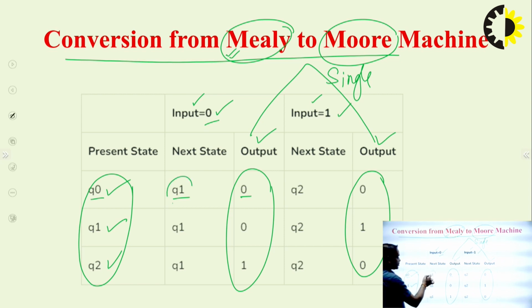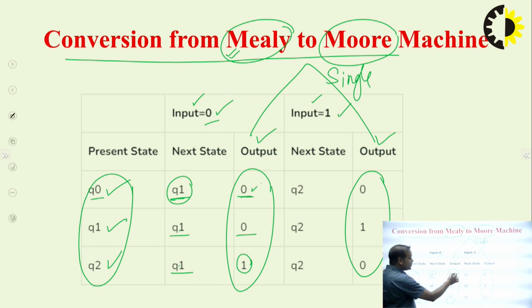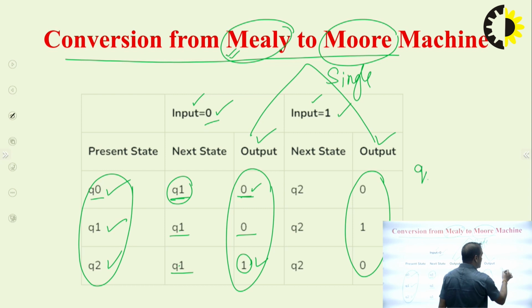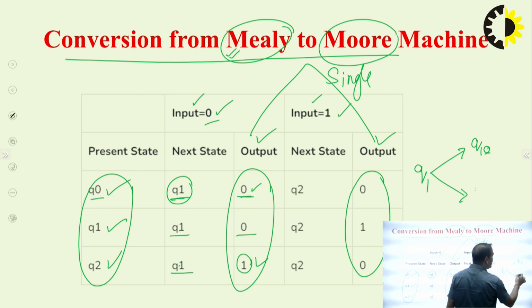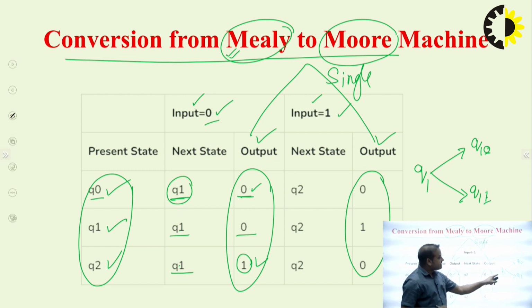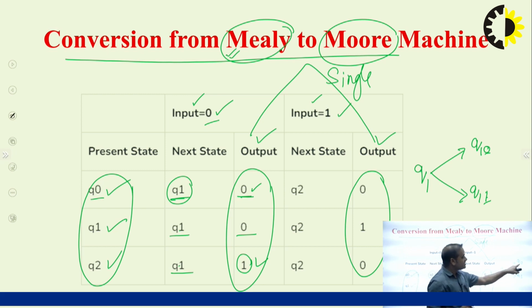Now here the state is Q1, we have to check only the next state. Here the state is Q1, output is 0, there is no problem. Here the state is Q1, the output is 0, no problem. Here the state is Q1, the output is 1. That means for a single state Q1, there are two outputs, one is 0 and the other is 1. So we have to split state Q1 into two states. One is Q10 for 0 output and one is Q11 for 1 output. That means state Q1 is split into two states, Q10 for 0 output and Q11 for 1 output.